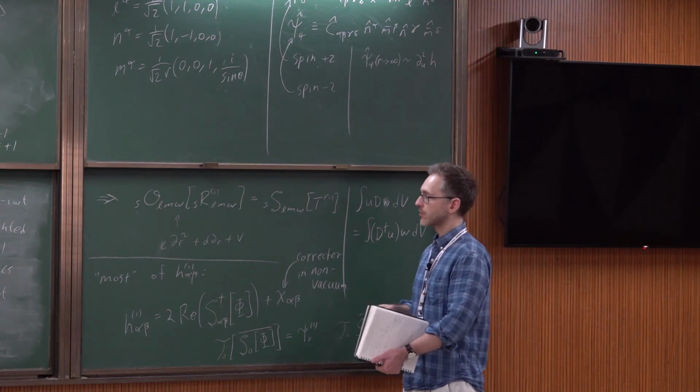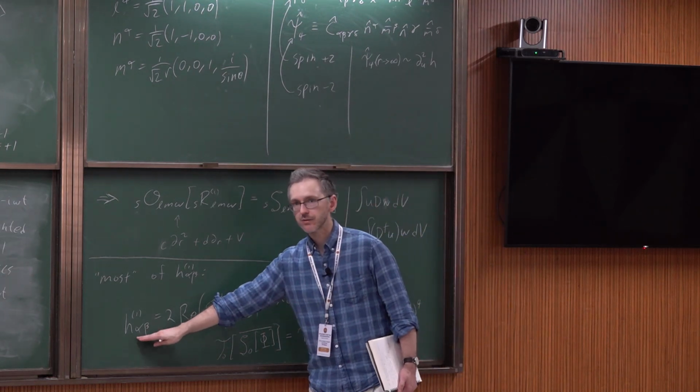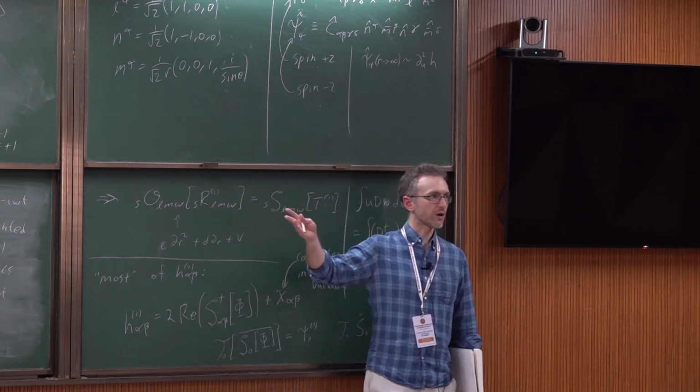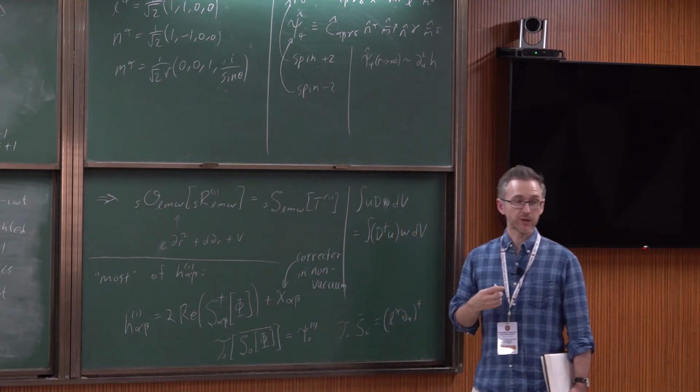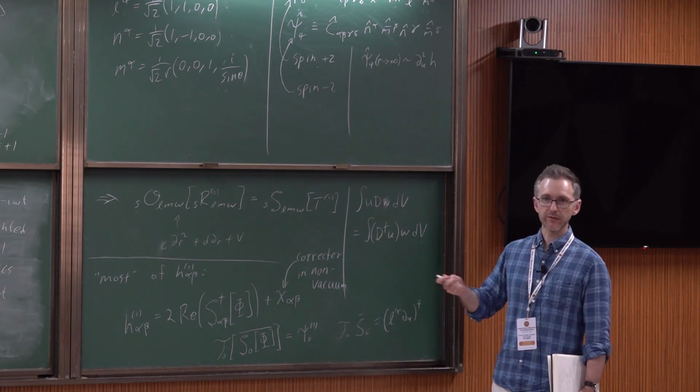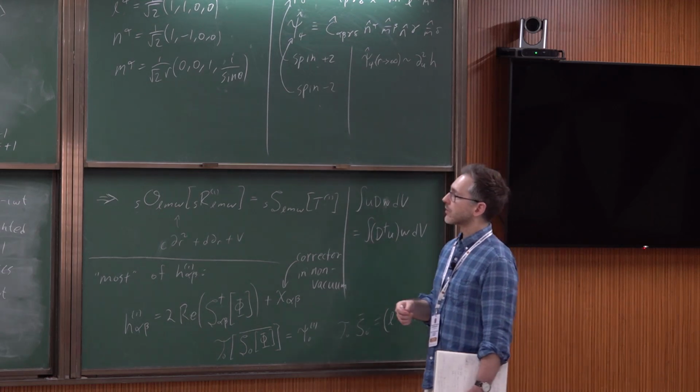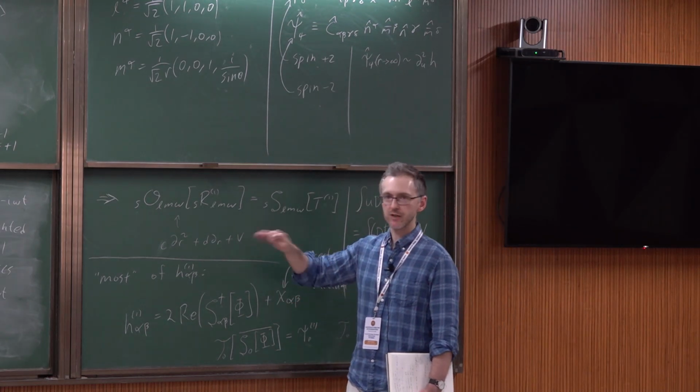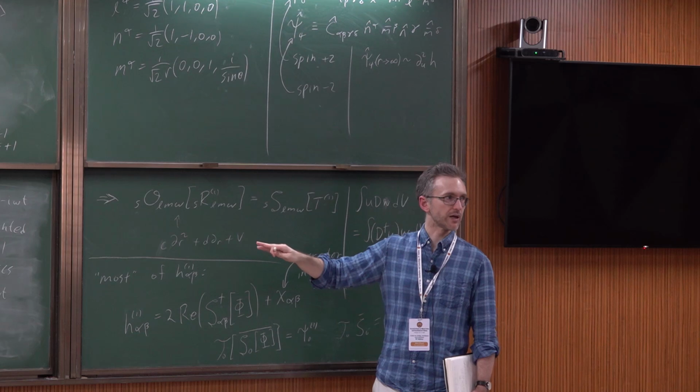In many calculations, you can get away with never reconstructing h. You can just work with Teukolsky. That's only ever true at first order. Once you go to second order, you can never do that. But at first order, oftentimes, you can just work with the Teukolsky solution and ignore h entirely.